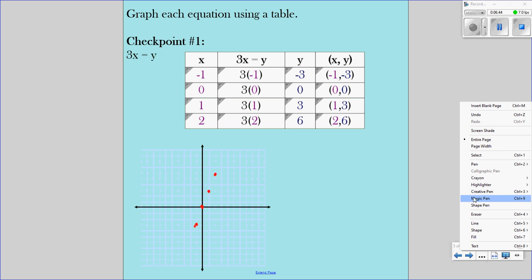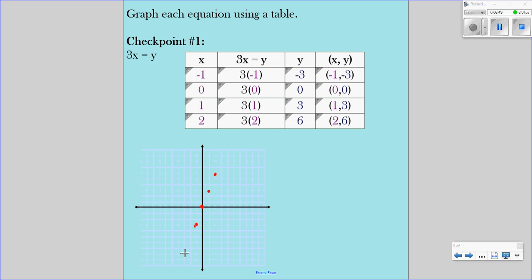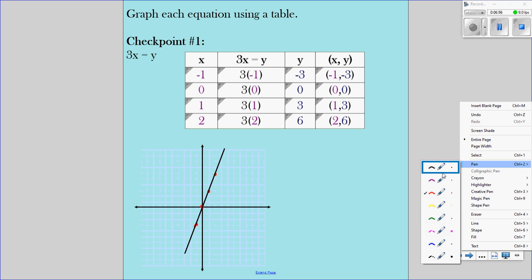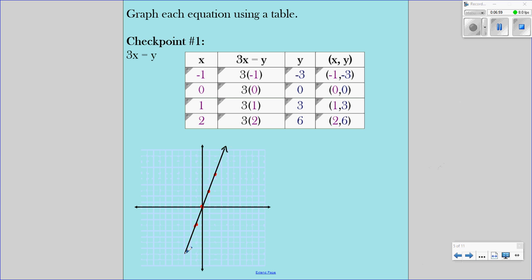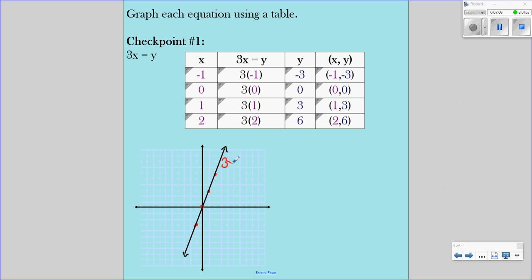And now I draw my line. I'm going to connect the dots, and I'm going to put my arrows. And then, of course, I have to label the line. And I'll label that in red, so that way you know you need to label it. So 3x equals y, and that's my line. Or if you had y equals 3x, that's fine, as long as you're sticking with the original that was given, then you're good.